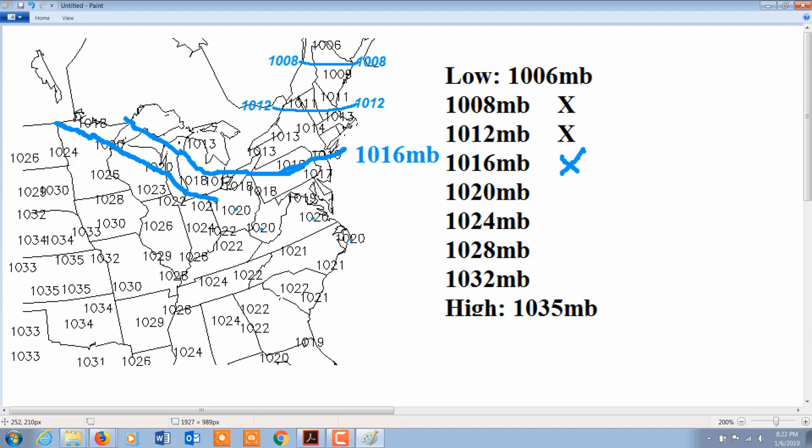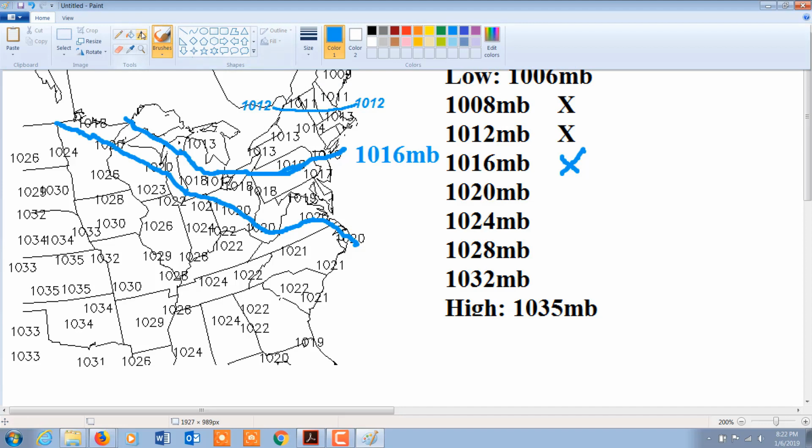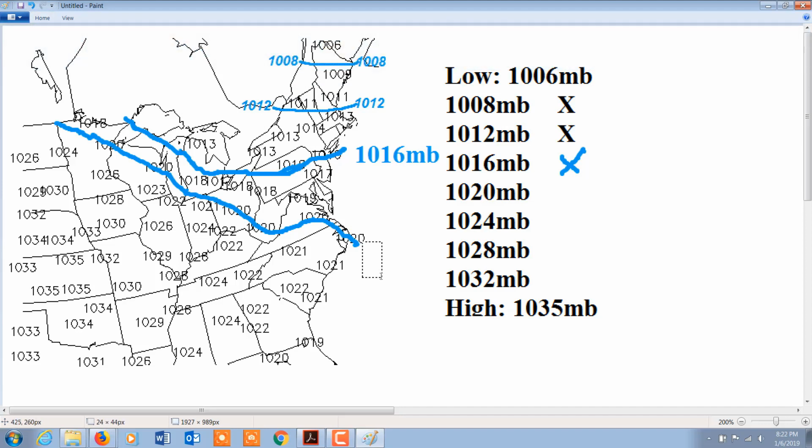Depending on the paint software you use or depending on your handwriting, I don't expect these to be perfect. So don't worry. I'm not looking for perfect artistic versions of this. I just want to see that you understand it. Okay, and then here we go, 1020, and we're done.